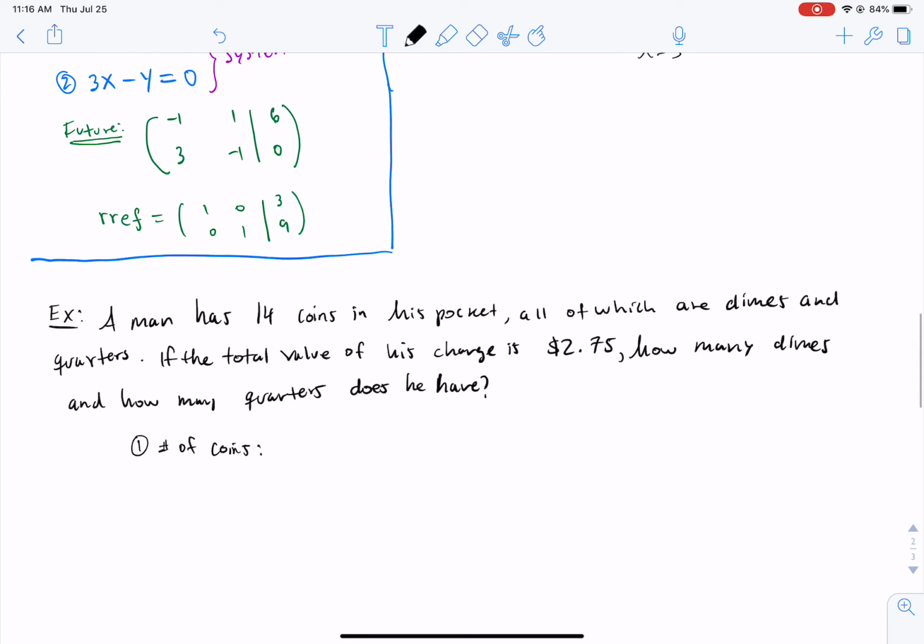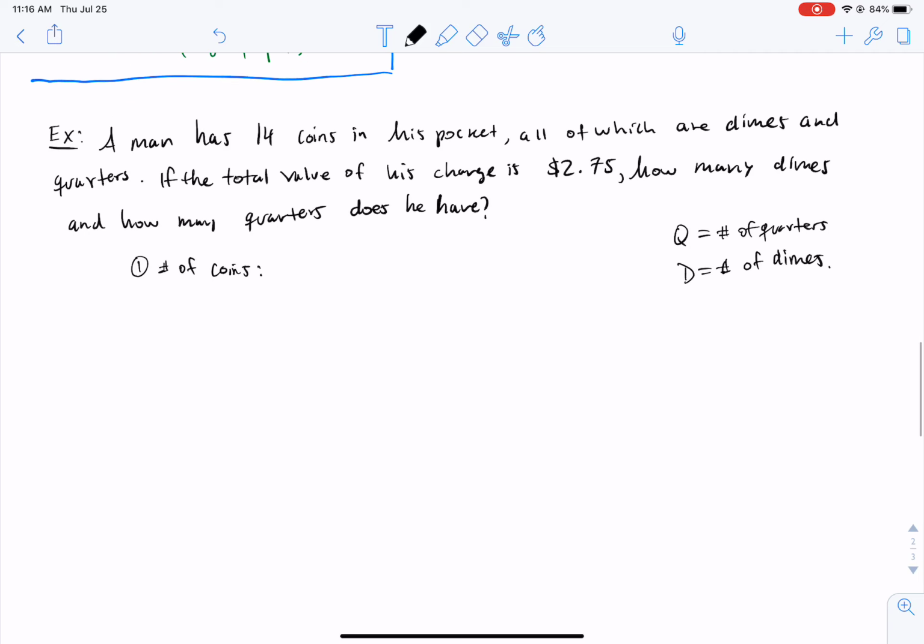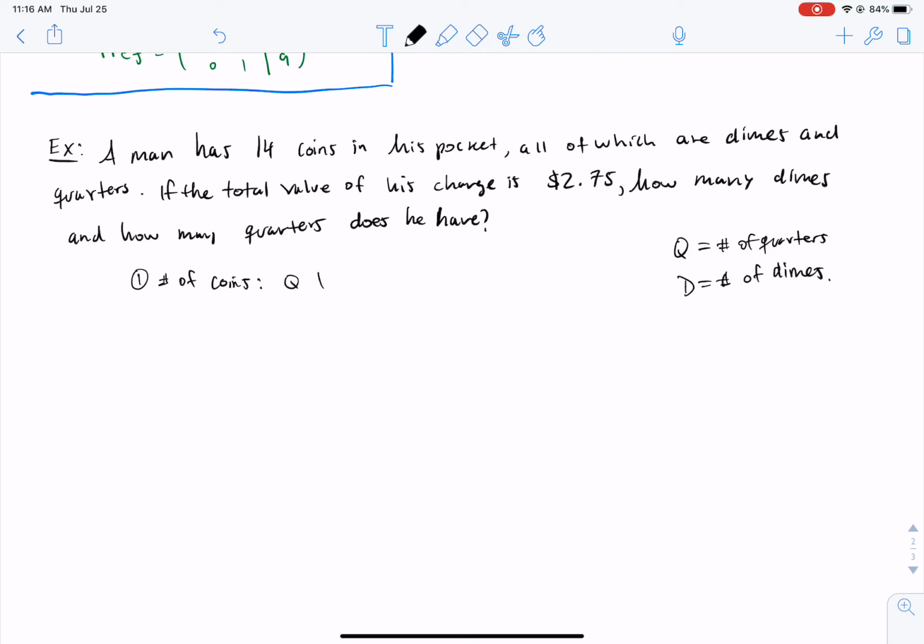So I'm going to say that X will represent the number of quarters. Can I use Q instead? Q for quarters, number of quarters. And D for the number of dimes. And so the number of coins will be the number of quarters, Q, plus the number of dimes, D. This will equal 14. This is the number of coins.